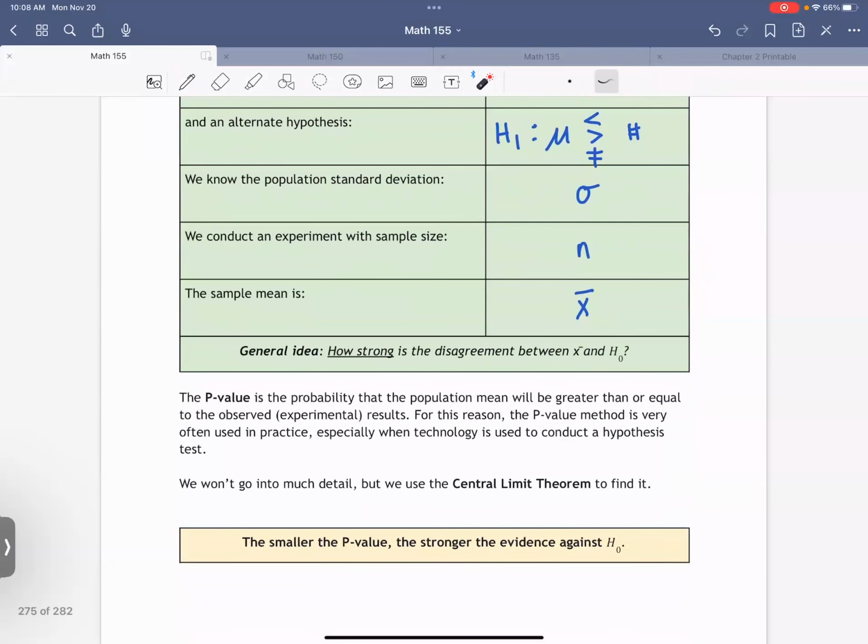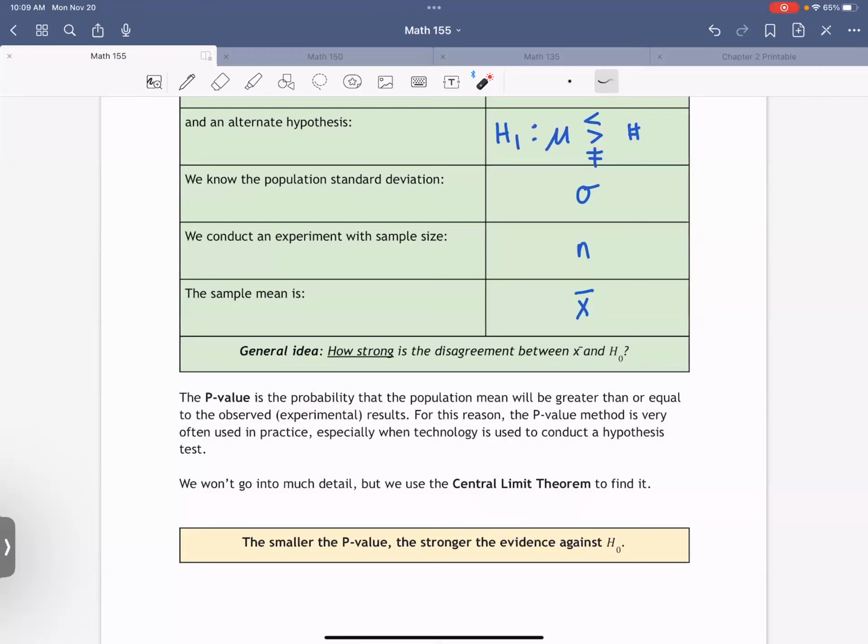We're going to use this thing called the p-value. Now in this class, I'm not going to go too much into what the p-value is, mainly because we have Minitab to calculate it for us, so we don't really need to know. But if you're ever curious, it's the probability that your population mean will be greater than or equal to the value that you have in your experimental mean, so X bar. We can talk about that in my office hours if you want to know more. But honestly, we have really good tools and technology to find this p-value, so I'm not going to delve into it in this class. We will, however, use the central limit theorem to find the p-value.